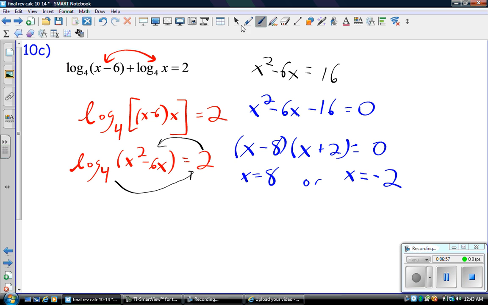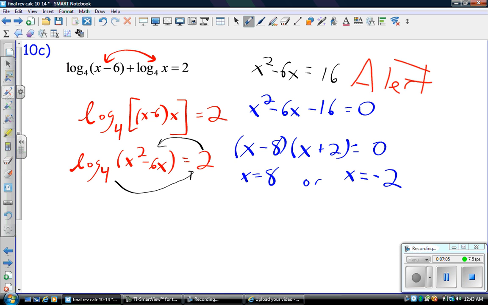Now here's a huge alert. This will show up on the finals. You've got to be careful. You have to check these in the original. You cannot take the log of a negative number. Log base 4, log base 10, log base e, which is natural log. No matter what, you cannot take the log of a negative number.